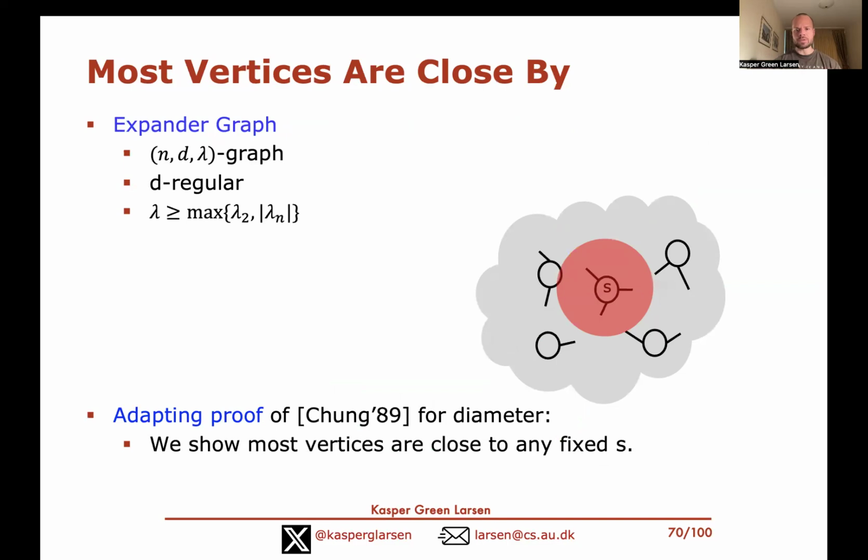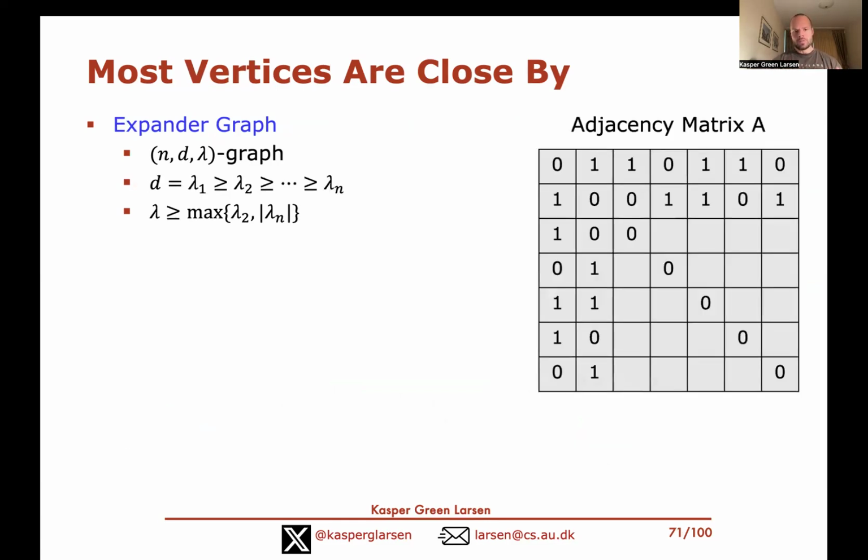Let's try to argue that most vertices will actually be close to the source, regardless of what source we pick. Right, so fix the source. We want to argue that most vertices are close to it. And this is basically a modification of Chung's proof, and it's very short. So to prove this, we're going to look at this adjacency matrix again and recall this fact about the eigenvalues, right? The largest one is d. All the other ones are bounded by lambda in absolute value. Okay.